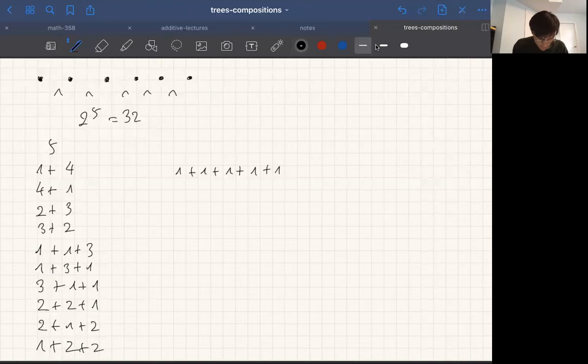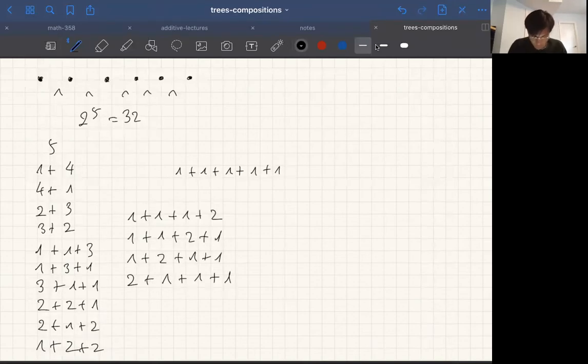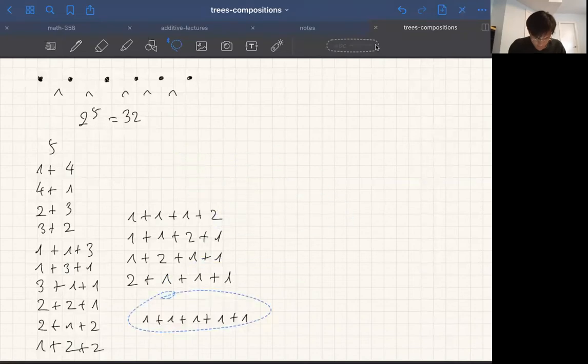So how many do we have so far? 1, 2, 3, 4, 5, 6, 7, 8, 9, 10, 11, 12. We need 4 more. Let's try with 4 numbers. So 1 plus 1 plus 1 plus 2, and then all the other places will put a 2: 1 plus 1 plus 2 plus 1, 1 plus 2 plus 1 plus 1 and 2 plus 1 plus 1 plus 1. And that should be all 16 of them.